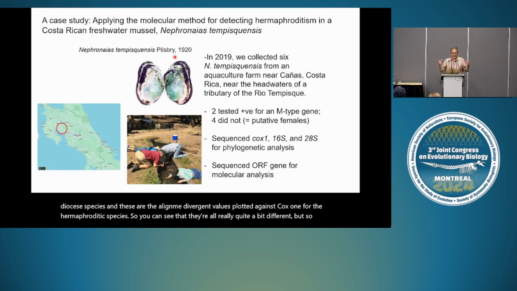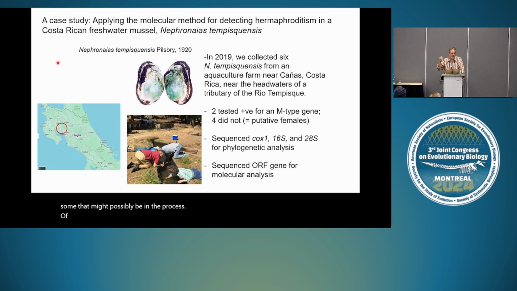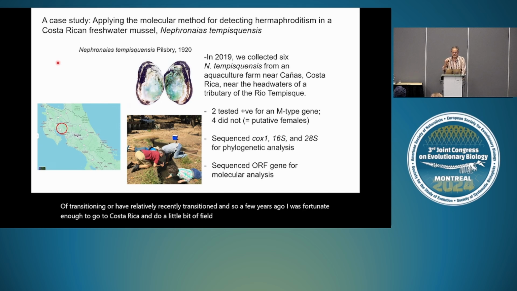But now again, what we want to do is go out into nature, sampling new species, and try to find some that might possibly be in the process of transitioning or have relatively recently transitioned. A few years ago, I was fortunate enough to go to Costa Rica and do a little bit of field work, and we sampled a couple of local native species. This one is Nephronius tempesquensis, and we collected it from an aquaculture operation in the Guanacaste region in Costa Rica. We only got 6 samples, and we did some PCR using M-specific genome markers and found that 2 of the 6 did show evidence of an M genome, so they're putatively male, and 4 didn't, so those are putative females.